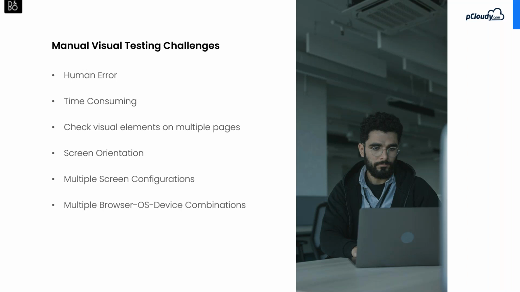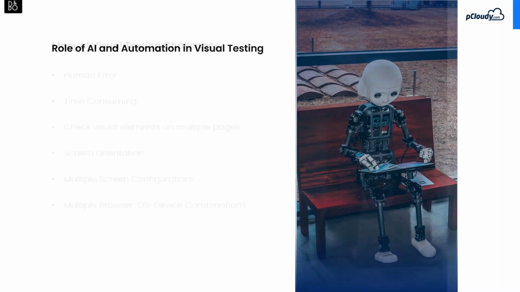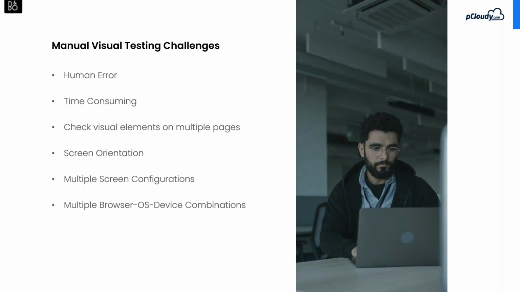And of course, on different multiple browsers, OS, device combinations, there is always the effort that is required. You cannot really test it manually on each of the browsers, each of the OS versions, or each of the device combinations. So these are some of the highly challenging things that we've seen when it comes to manual testing for the visual contract.